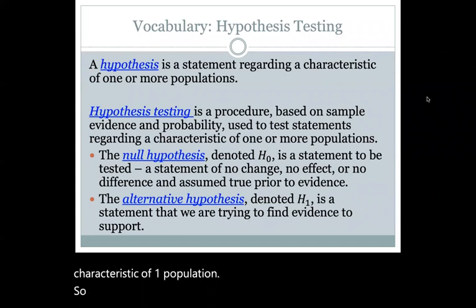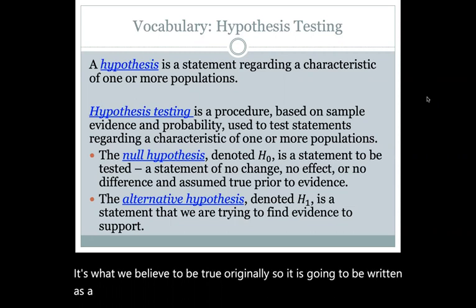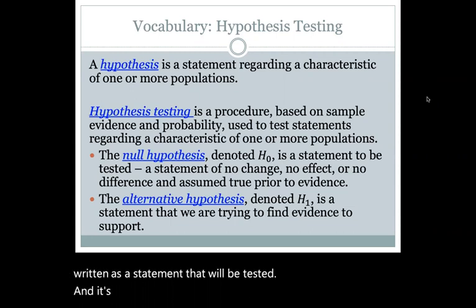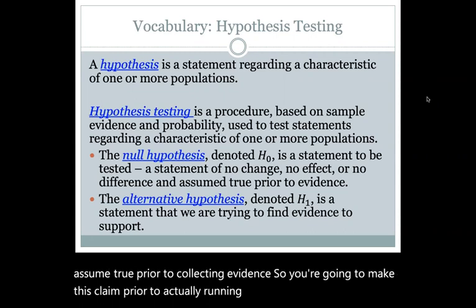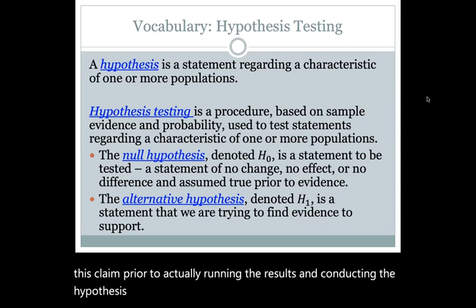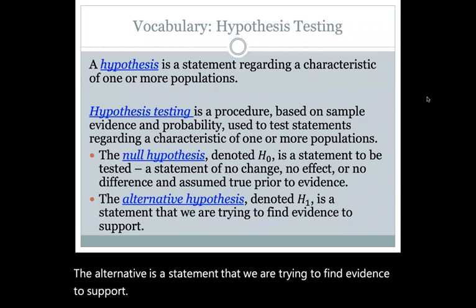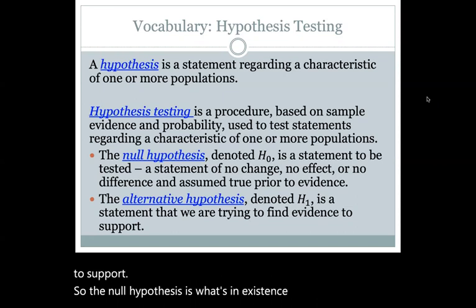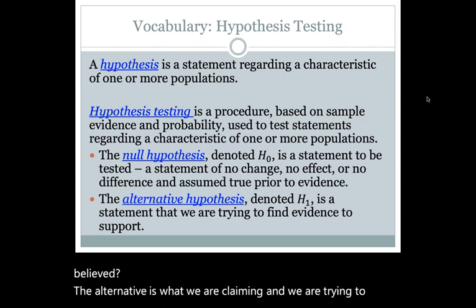So the null hypothesis, when we talk about the word null, is what we believe to be true originally. It is going to be written as a statement that will be tested. It's a statement of no change, no effect, or no difference, and assumed true prior to collecting evidence. So you're going to make this claim prior to actually running the results and conducting the hypothesis test. The alternative is a statement that we are trying to find evidence to support. So the null hypothesis is what's in existence now, what is believed. The alternative is what we are claiming and trying to find evidence to support.